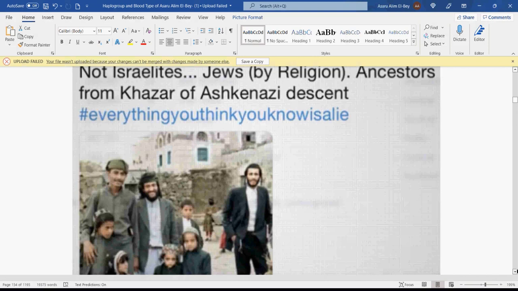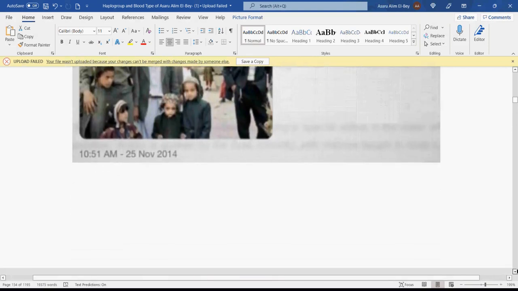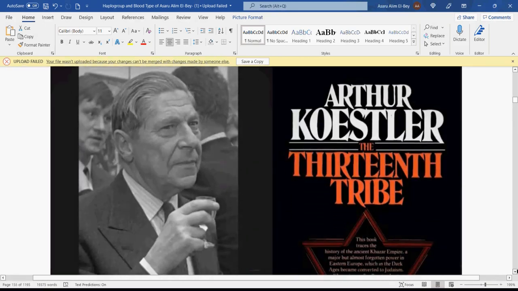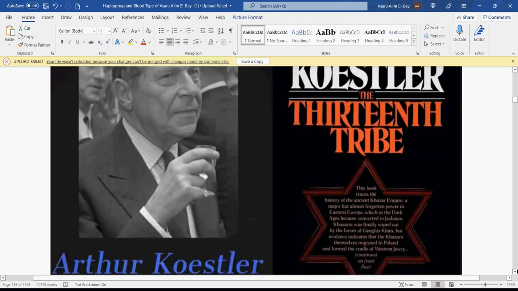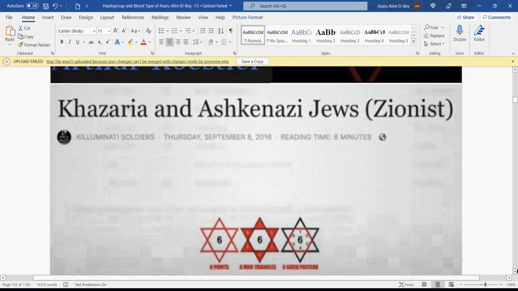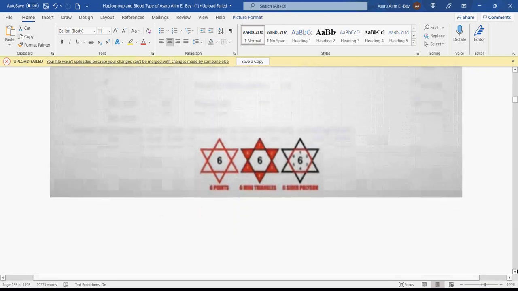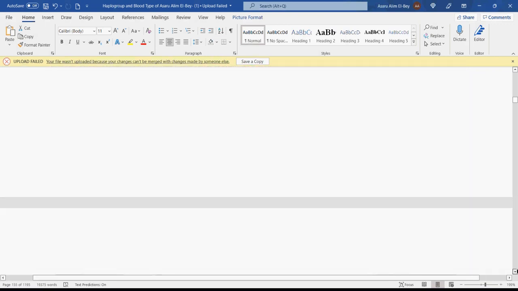They're Jewish by religion, ancestors from Khazar of the Ashkenazi. This would determine Nazis come from Ashkenazi descent. Right, Abraham Lincoln was an Ashkenazi. Get the book by author Koestler, The 13th Tribe. He's on the Khazari and the Ashkenazi Jews, the Zionists. The Ashkenazi Jews are the Zionists in particular.